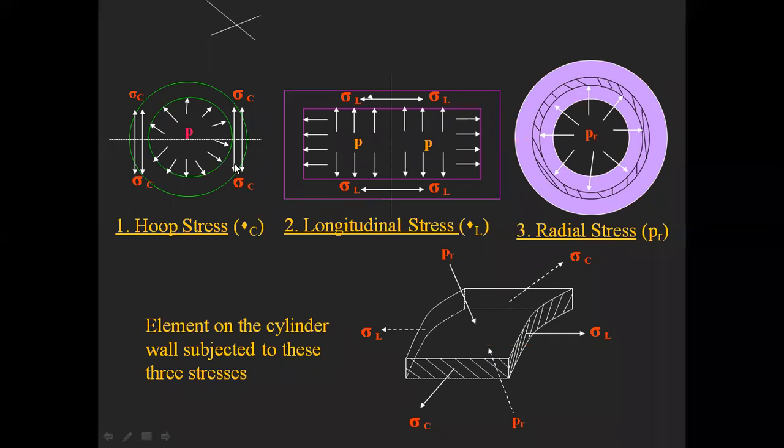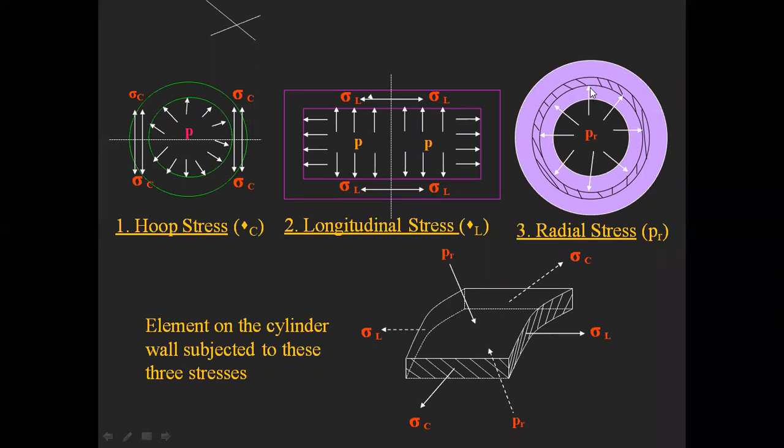Here you can observe clearly. This is the hoop stress, and this is your longitudinal stress, and here you can see the radial stress or radial pressure. Pressure and stress are the same, because both units are the same, load per cross sectional area.